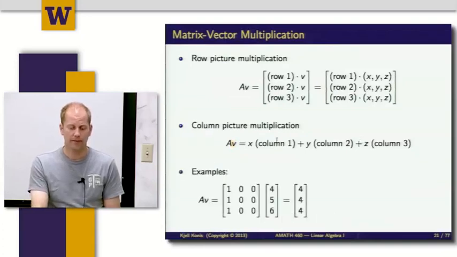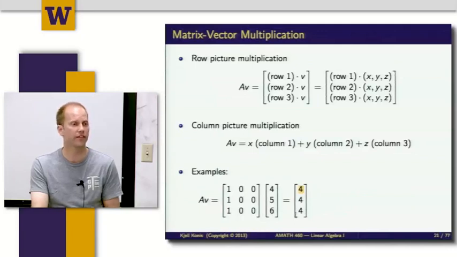And so just some examples here. So if I have 1 0 0 times 4 5 6, that's going to equal 4. Multiplying by this matrix A just plucks this first value out and puts that in the answer.